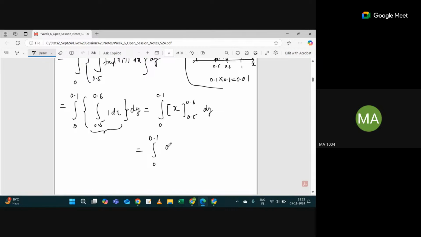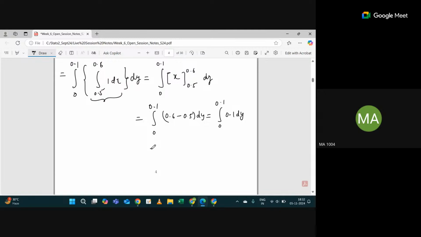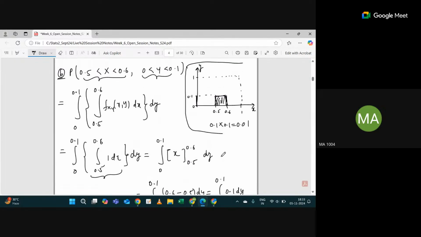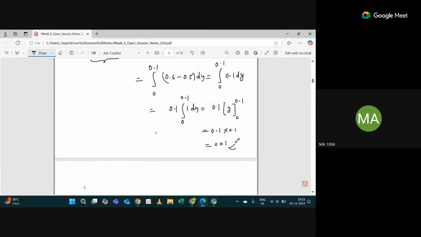Now I have to substitute the upper limit minus lower limit, dy. Now it will become again 0 to 0.1, 0.1 dy. You can take 0.1 outside. It will become 0 to 0.1, 1 into dy. Again it will become 0.1 y, from 0 to 0.1. Now you can see 0.1 into 0.1, which is again 0.01, the same as this. Now, some rough idea is clear how to start with the 2D integration. Everyone? Yes, sir.